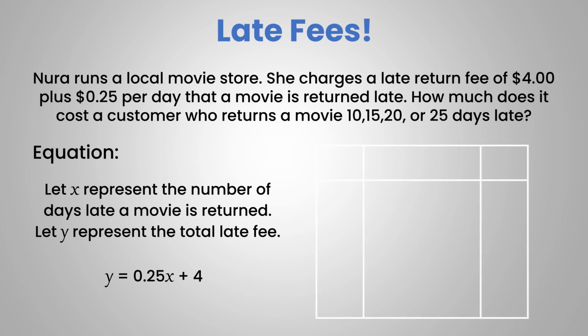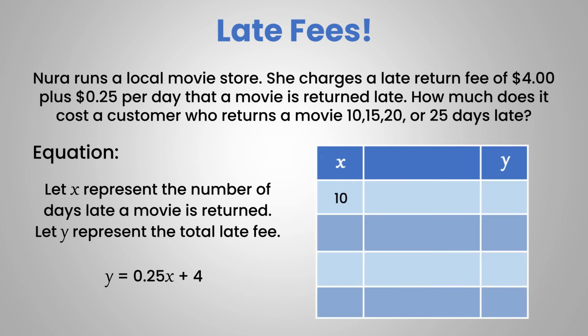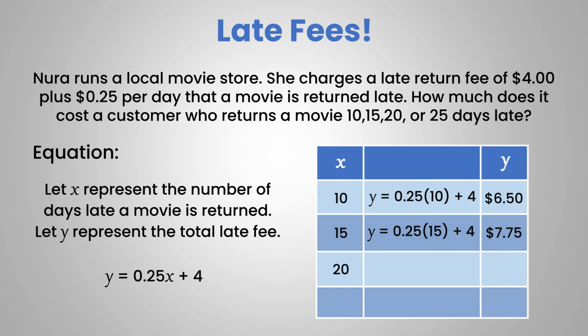0.25x plus 4. If I substitute in a 10 for x, I get 0.25 times 10 plus 4, which is a total of $6.50. Substituting in a 15, I get 0.25 times 15 plus 4, which is a total of $7.75. Substituting in 20 for x, I get 0.25 times 20 plus 4, which leaves me with a total of $9. And substituting in 25, I get 0.25 times 25 plus 4, which leaves me with a total fee of $10.25.